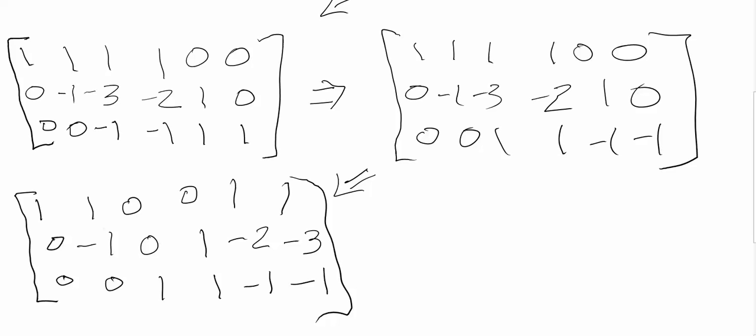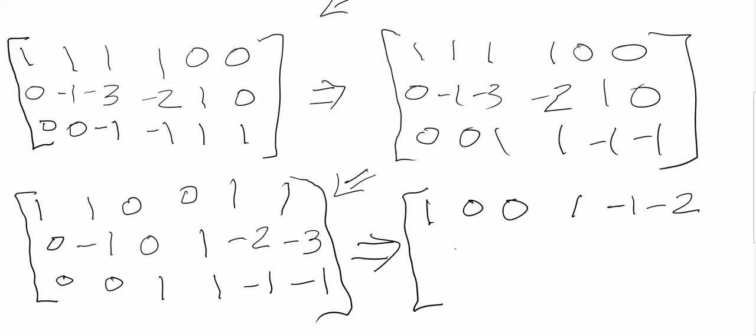For our last step, we're getting close to the end here. What I want to do is take this row 2 and this row 1 and add them, and that'll help us get rid of that number 1. So the old row 2 plus the old row 1 is going to be my new row 1. So I get 1, 0, 0, 1, minus 1, minus 2. And for the new row 2, I'm just going to take the old row 2 times minus 1.